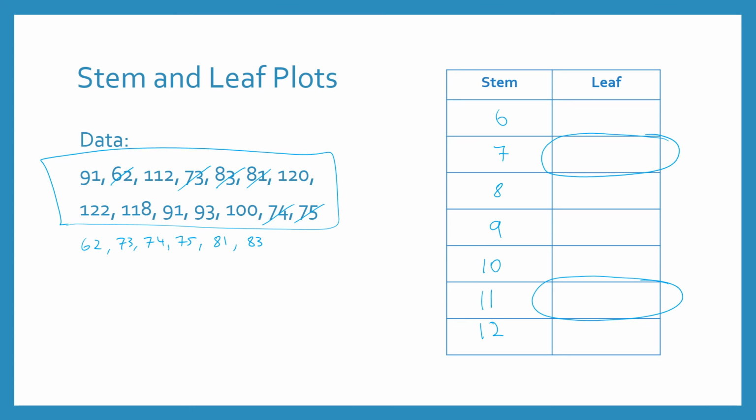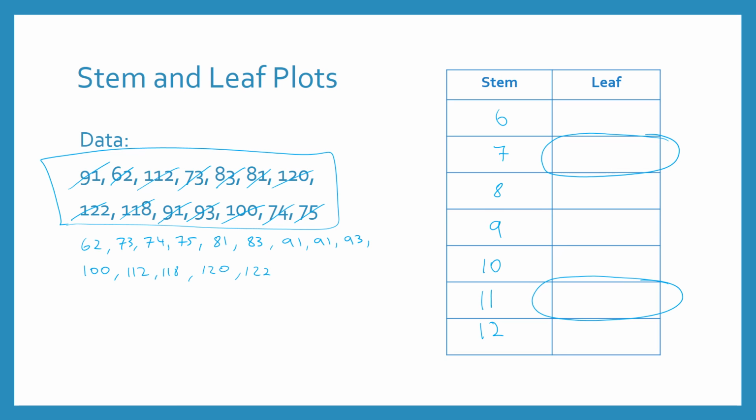Now onto 90s, 91, 91, and 93. And then from 90s we go to 100. And then we go to stem of 11. 112, 118, and 120 and 122.